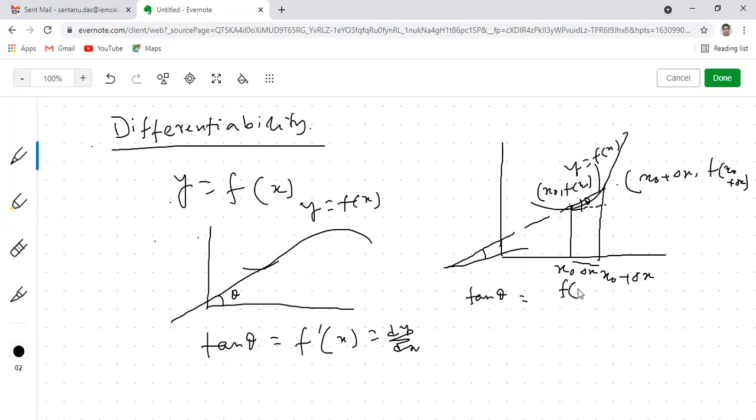So ultimately the f of x difference will be f of x0 plus del x minus f of x0, and the length of the base will be this is say x0 plus del x, and this is x0. So this length will be del x.